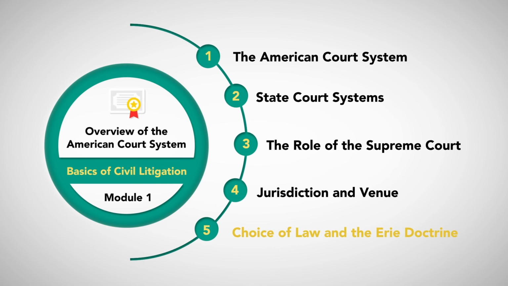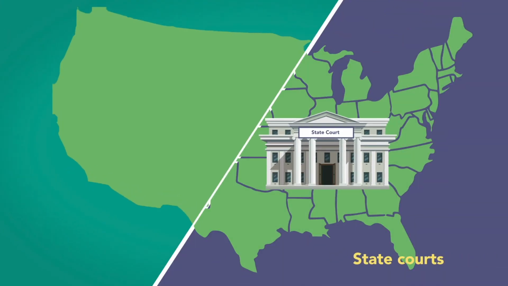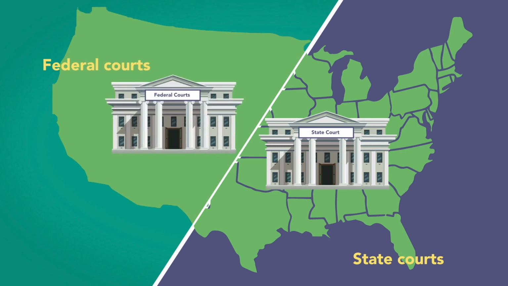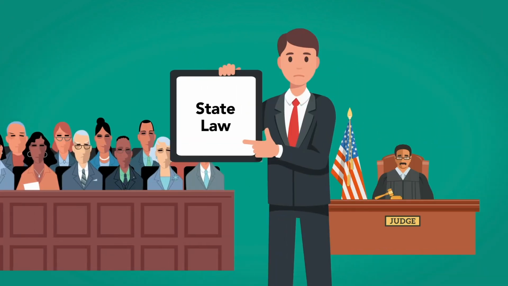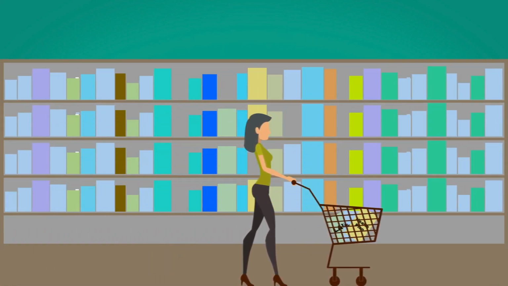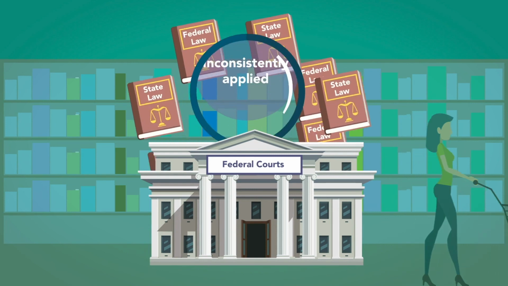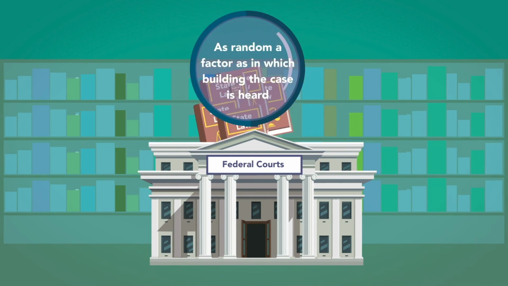Choice of law and the Erie Doctrine. Sometimes there are different approaches taken by state courts or state law and federal courts on a given subject. While the intuitive thing might be to simply apply federal law in federal court and state law in state court, this approach could allow litigants to forum shop for the best available law that could cause laws to be inconsistently applied based on as random a factor as in which building the case is heard.